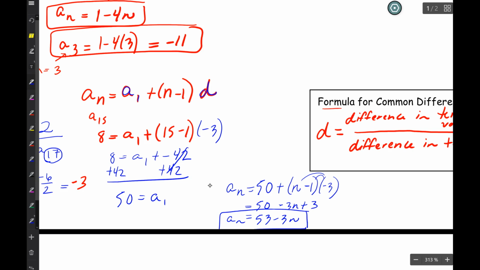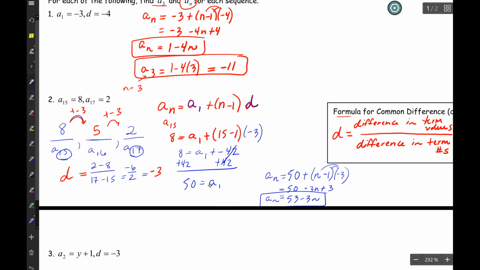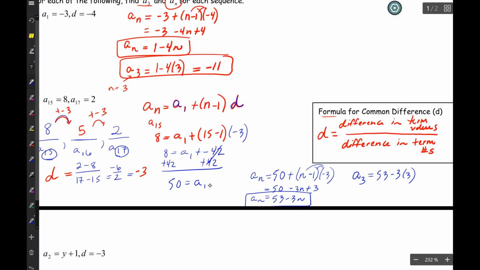And then what else did the problem ask us to find? The third term. Now some of you who are more pattern oriented, you could just list out these terms. If you know the common difference, just add 3 and say the previous term would have had to have been 11, and the previous term would have had to have been 14. But if you didn't want to think like that, you could just plug in your numbers. The third term is going to equal 53 minus 3 times the value of 3. You're just plugging that in.